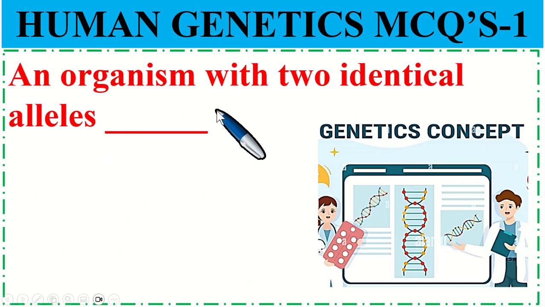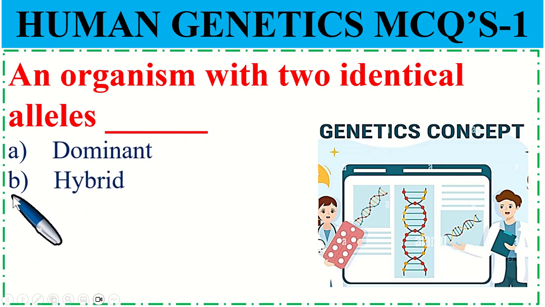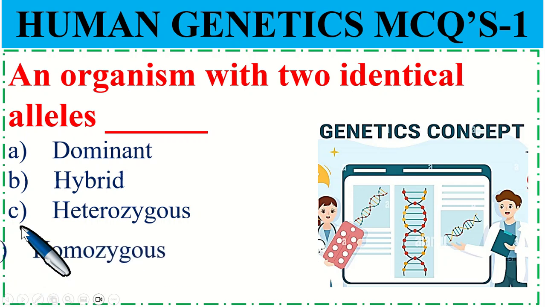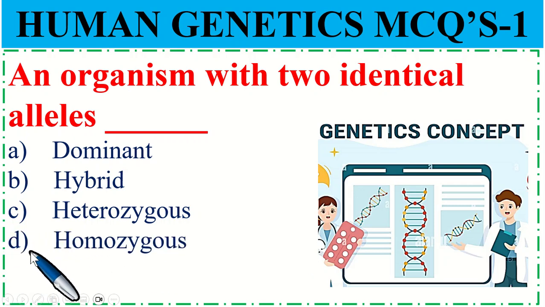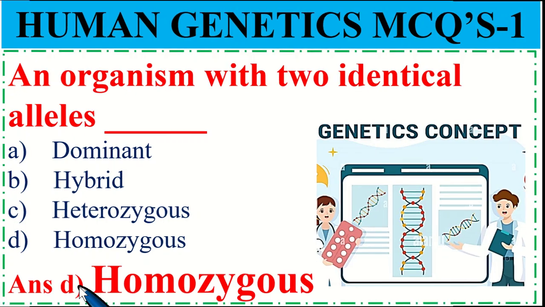An organism with two identical alleles is dash. Option A dominant, B hybrid, C heterozygous, and option D homozygous. So the correct option is D homozygous.